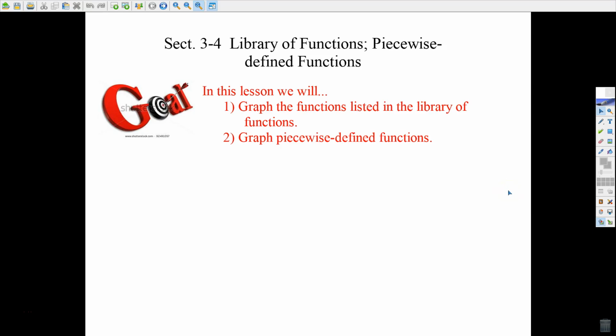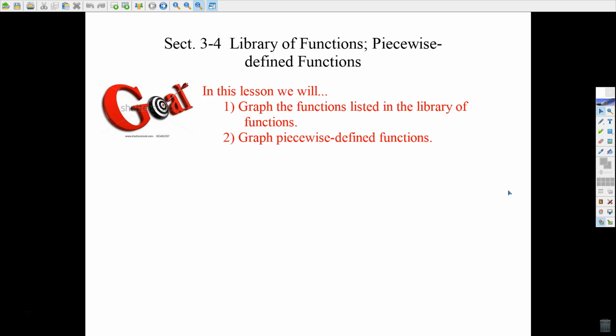We're moving right along in Chapter 3, and we are now at Section 3.4, and two major topics that we're going to be talking about. First of all, we're going to be looking at what your book refers to as a library of functions. You may have also heard of these in the past referred to as parent functions. You need to be able to identify them either by looking at a graph or looking at an equation. You need to become very familiar with these functions, how they look, both in equation and graph form.